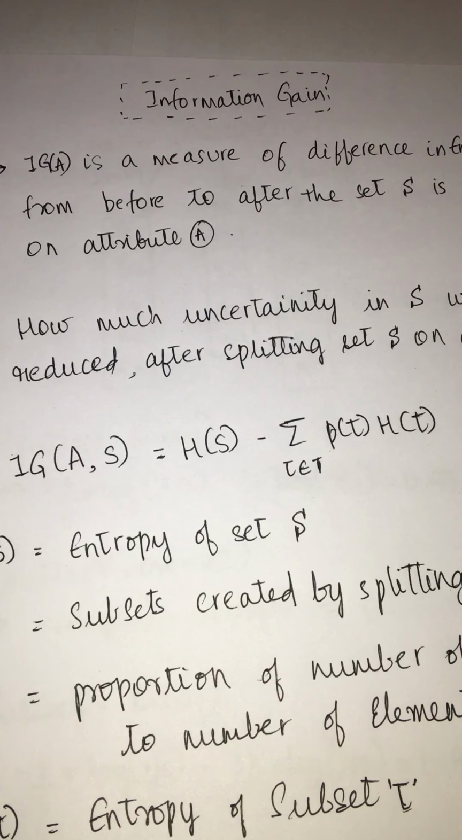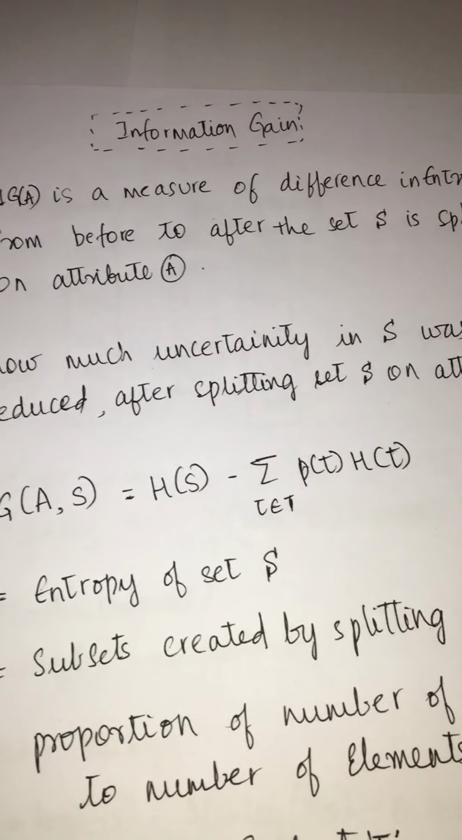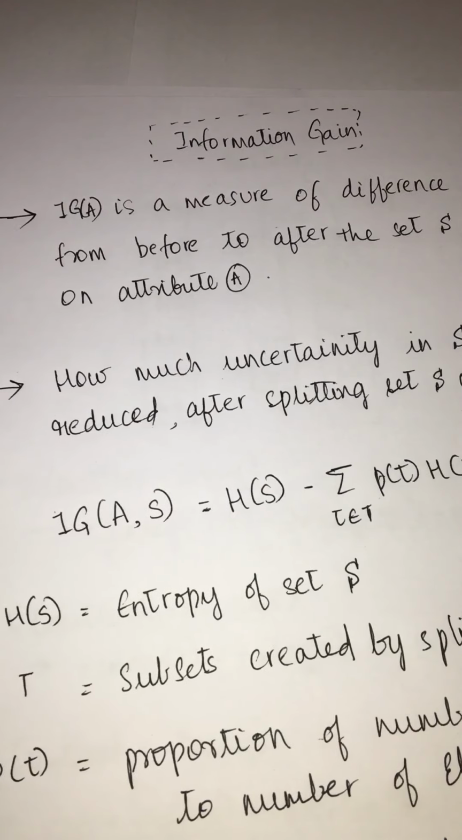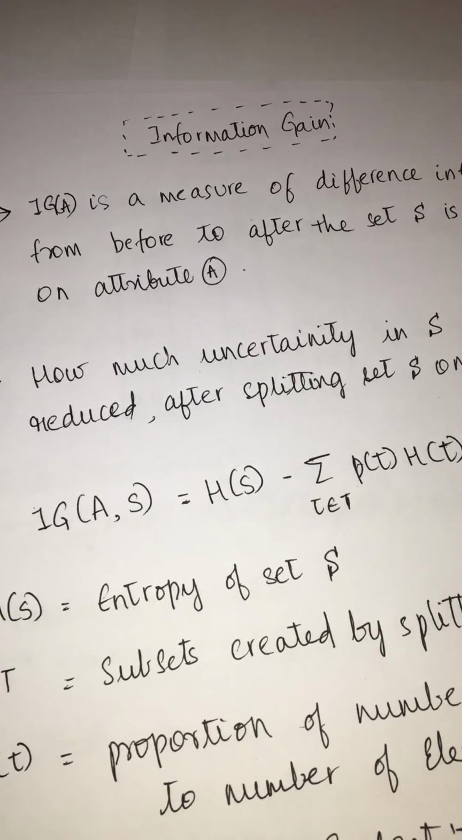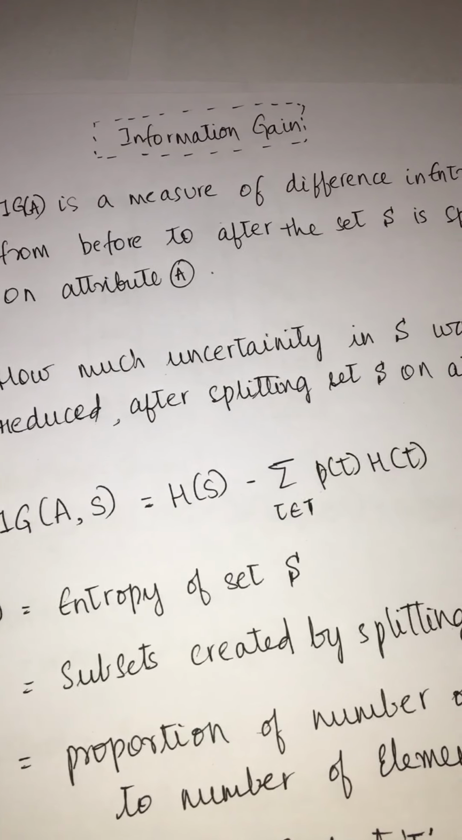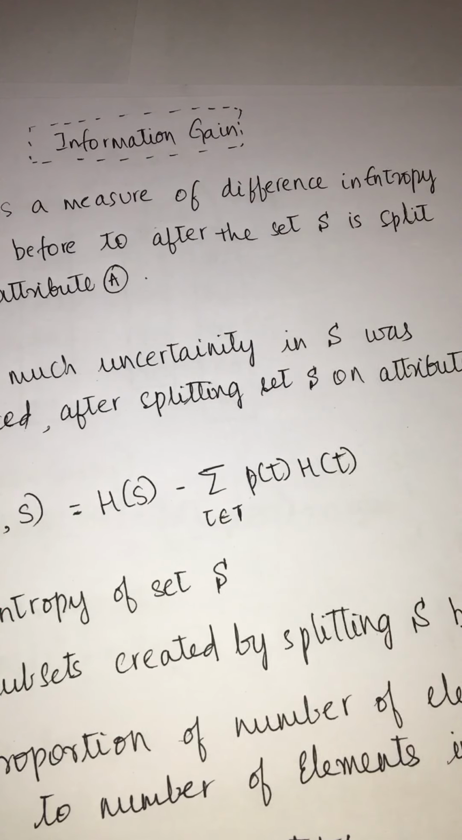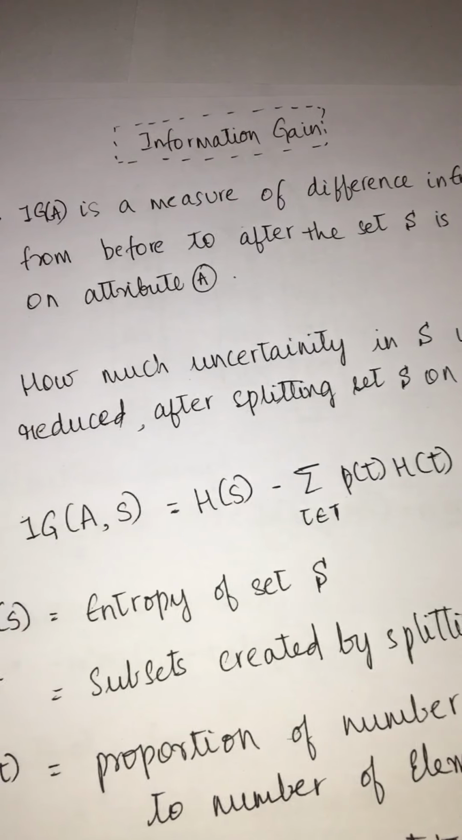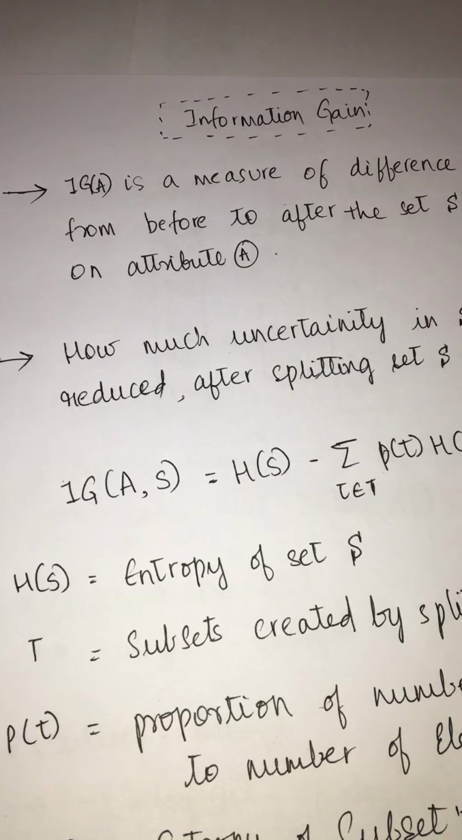That is why we discussed entropy in the beginning: entropy is a measure of uncertainty in your data set. Information gain will tell you how much of that uncertainty was reduced, right? The actual definition, when you define it mathematically, is a measure of the difference in entropy from before splitting to after splitting, after the data set S was split on attribute A. So that is what information gain is mathematically, right? Your entropy before, your entropy after.